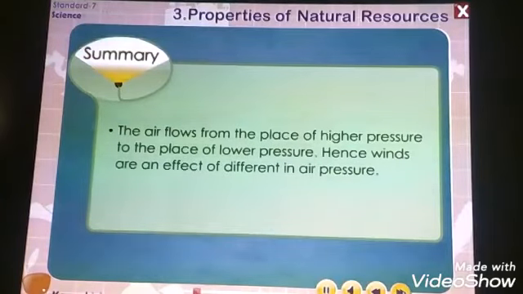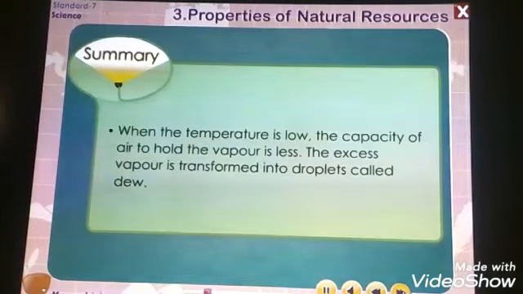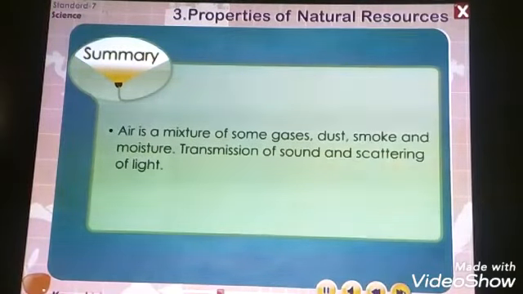The air flows from the place of higher pressure to the place of lower pressure. Wind is an effect of the difference in pressure. When the temperature is low, the capacity of air to hold water vapor is less. The excess vapor is transformed into droplets called dew. Air is a mixture of some gases, dust, smoke, and moisture. It is useful for transmission of sound and scattering of light.